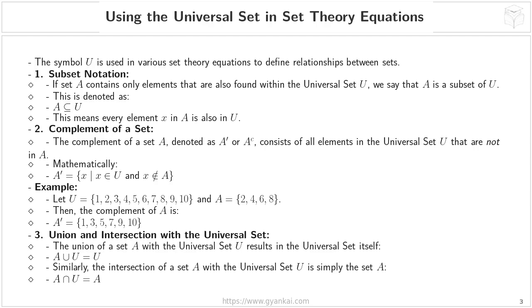Finally, we have union and intersection with the universal set. This is actually quite straightforward. If you take any set A and combine it with the universal set U, using the union operation, remember, union means everything from both sets, you'll just end up with the universal set U itself. So, A union U equals U. Similarly, if you find the intersection of A and U, meaning the elements that are in both sets, you'll simply get set A back. So, A intersection U equals A. This makes sense, right? Because U contains everything, taking the intersection with A just gives you A.